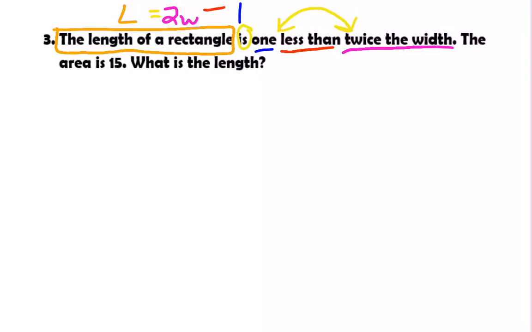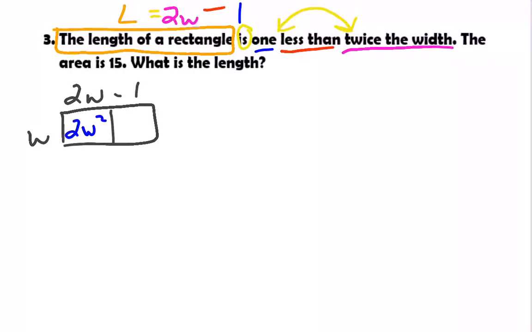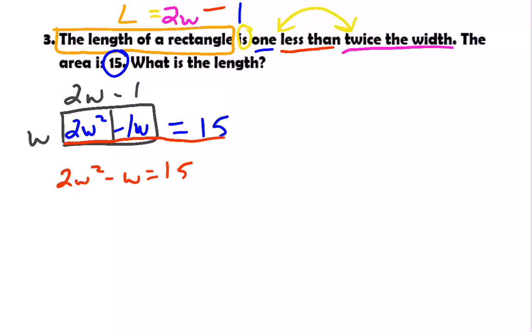So let's draw our rectangle with a length of 2w minus 1. Since it's in terms of w, we'll put a w on the side. Multiply to find your areas. 2w times w is 2w squared. Negative 1 times w is negative 1w. That's my area, so I'm going to set it equal to the area they give me, which is 15. And now I'm going to write that part outside my box. So 2w squared minus w equals 15.